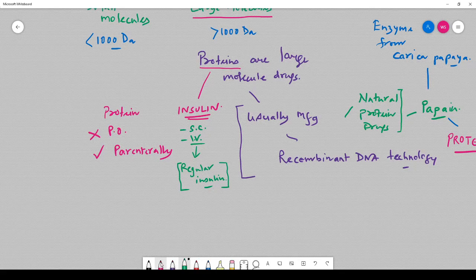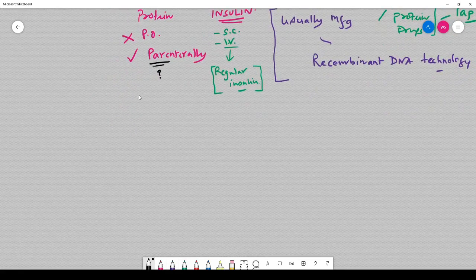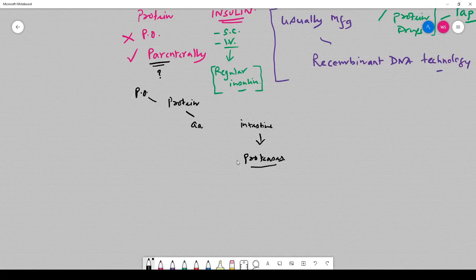So the question is, why are they given parenterally? Why can't you give it orally? If you give it per orally, you know proteins are made up of amino acids, and in our intestine, not the stomach, the intestine has proteases. These proteases can break down the peptide bonds. So if you break the peptide bonds, what do you get? You get lots of amino acids.